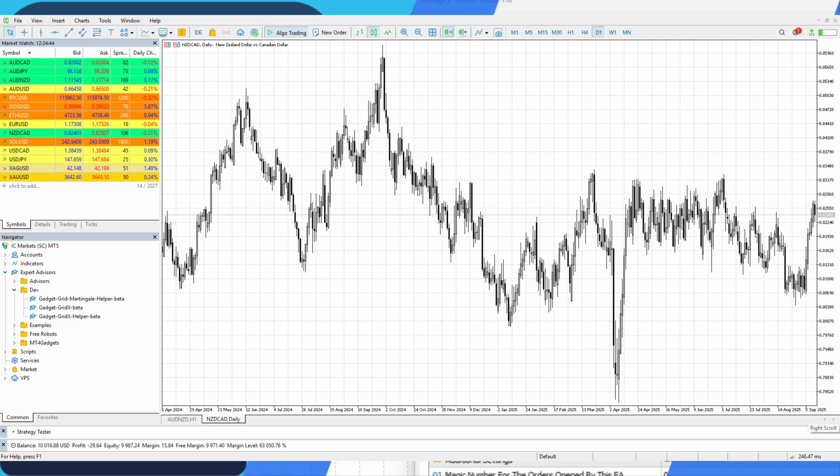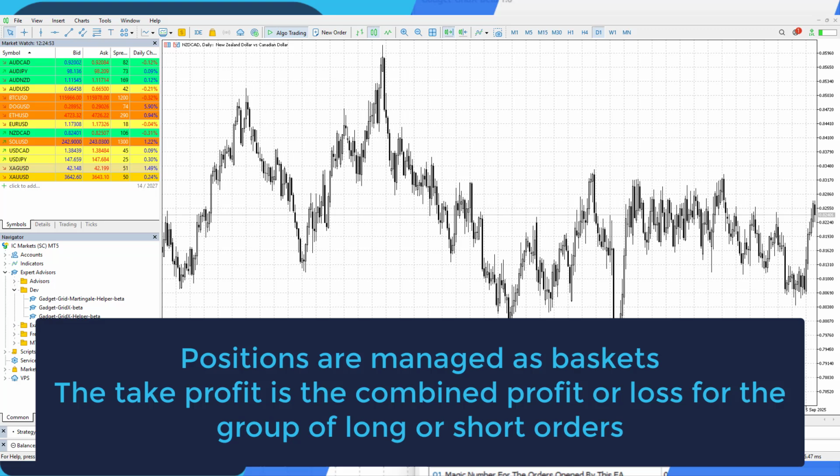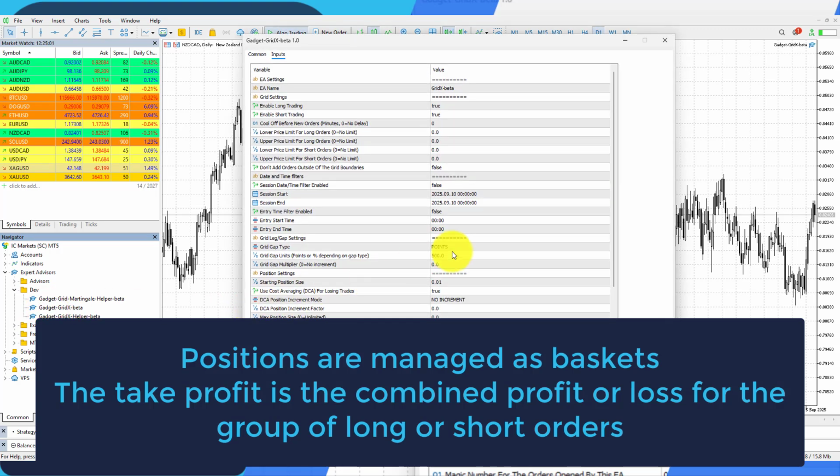The profit settings define the target at which GridX will close a group of trades. Instead of managing each order individually, GridX manages positions as baskets. The profit settings tell the EA when the basket is sufficiently profitable to close and lock in gains.